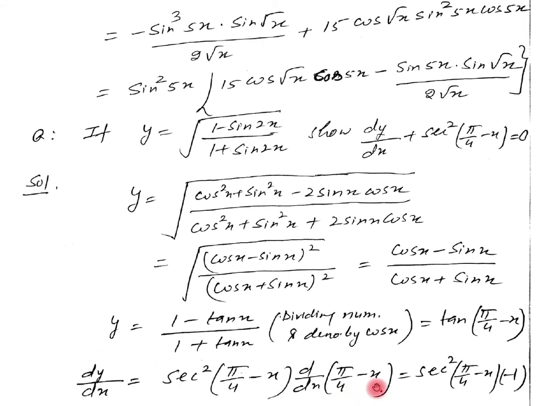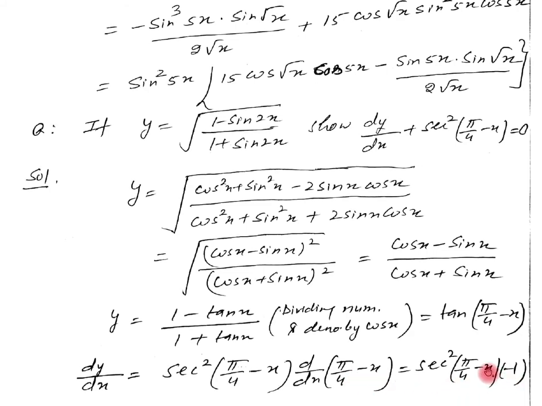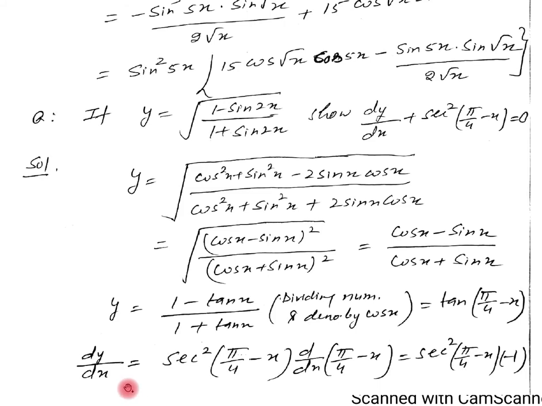Pi by 4 minus x. Then secant square pi by 4 minus x as it is. The derivative of pi by 4 is 0. The constant term, the derivative is 0, minus 1. And then transferring this term to the other side, we get the expression that we have to prove. Therefore, this can be written as dy by dx plus secant square pi by 4 minus x equal to 0.